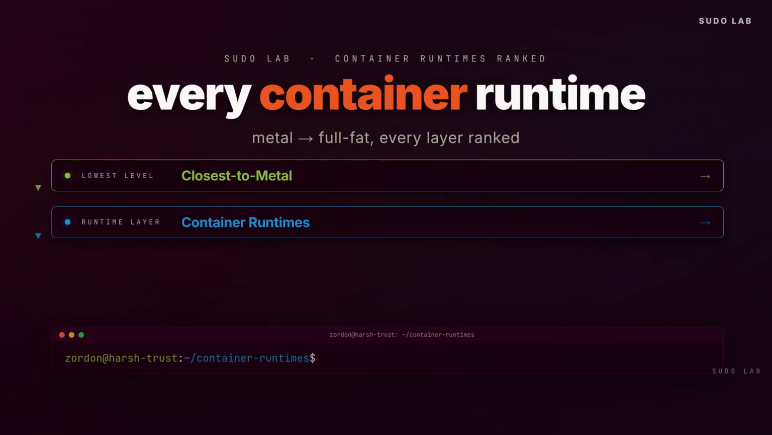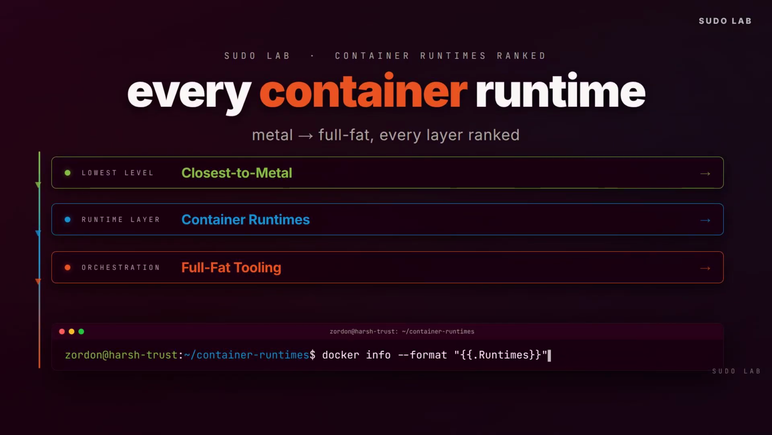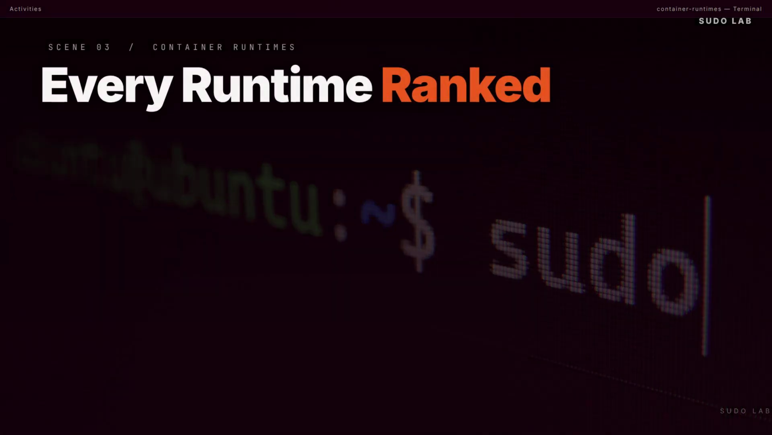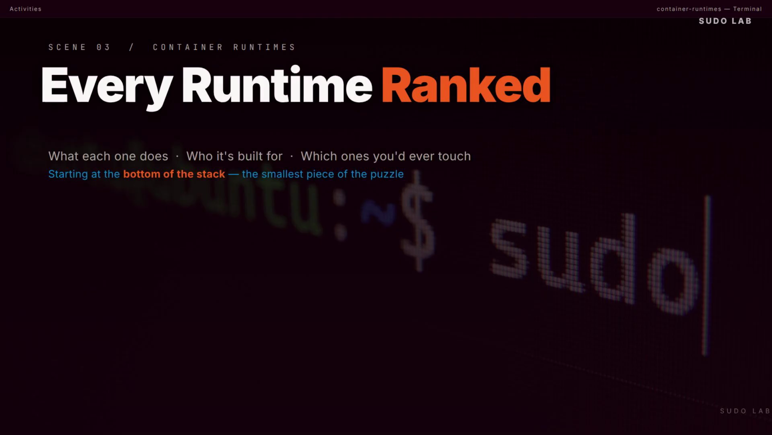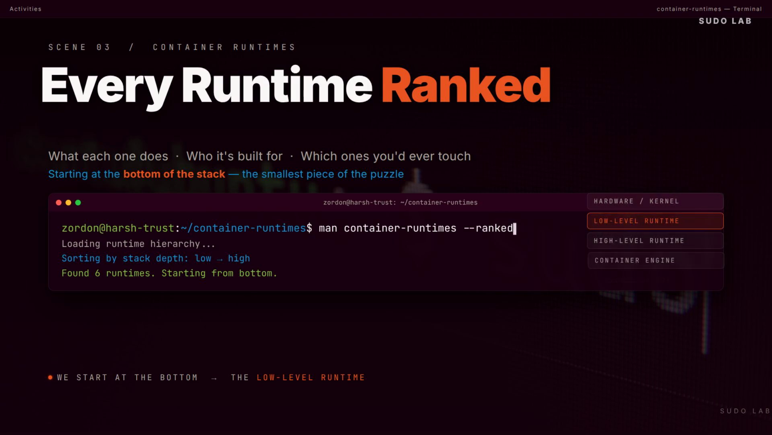So today, we're going to walk through every container runtime worth knowing about, ordered from the simplest, closest to the metal piece of software, all the way up to the full-fat platforms running global infrastructure. We'll break down what each one actually does, who it's built for, and which ones you'd ever touch yourself. So let's start at the bottom of the stack, with the smallest piece of the puzzle.